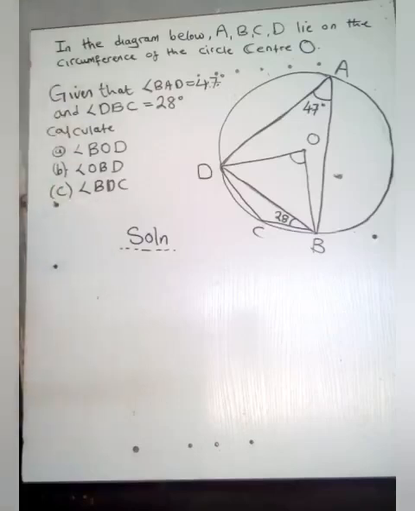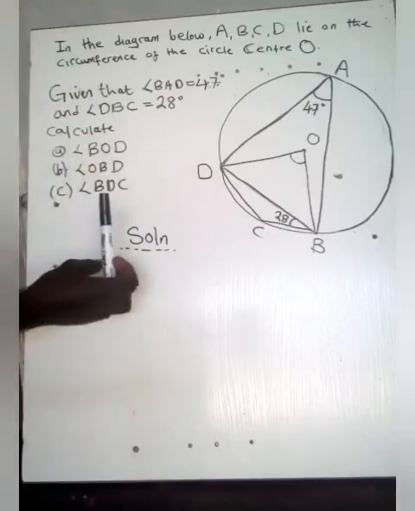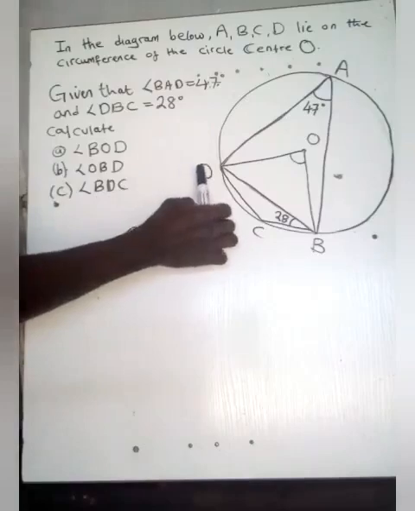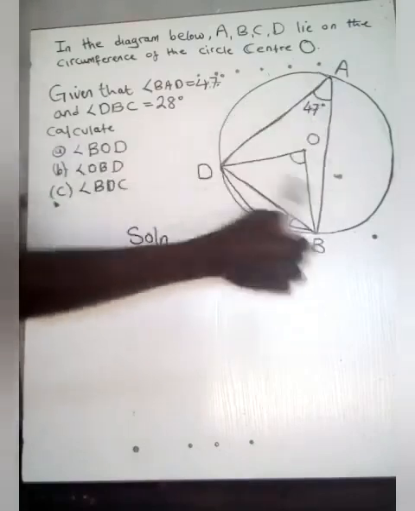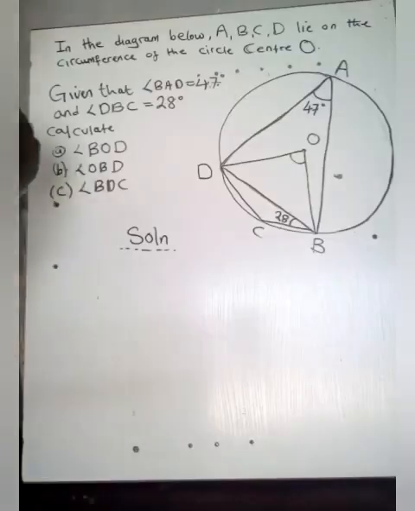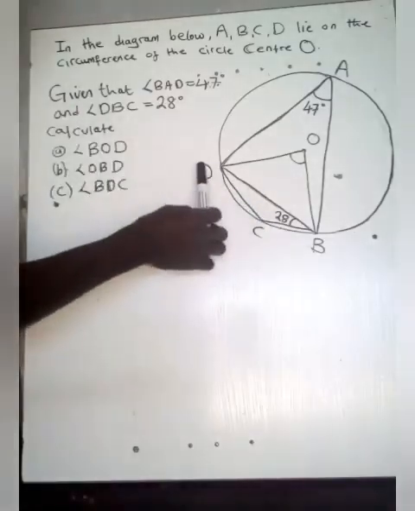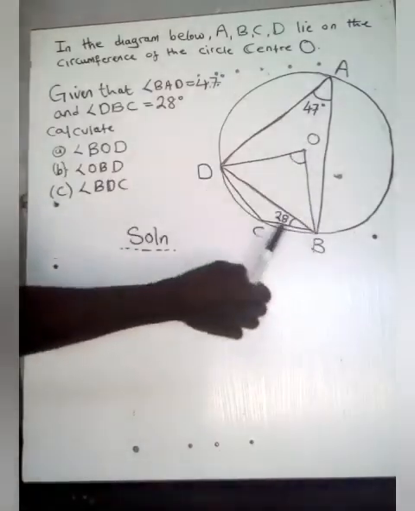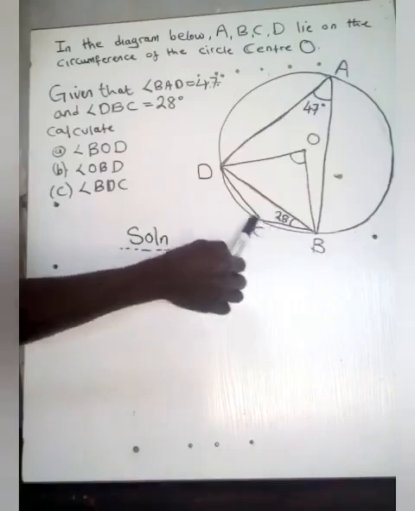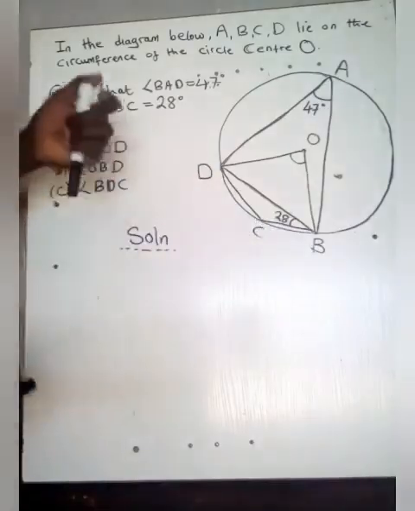Look for an isosceles triangle. Here, for me, I can see a triangle DAB. This is a triangle DAB. I can also see another triangle DOB. And the last triangle I can see is BCD. It's also a triangle. So you have 3 triangles.